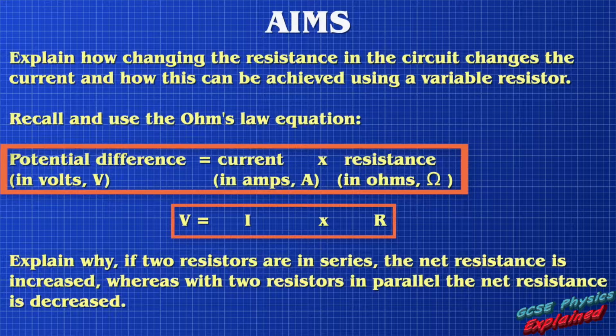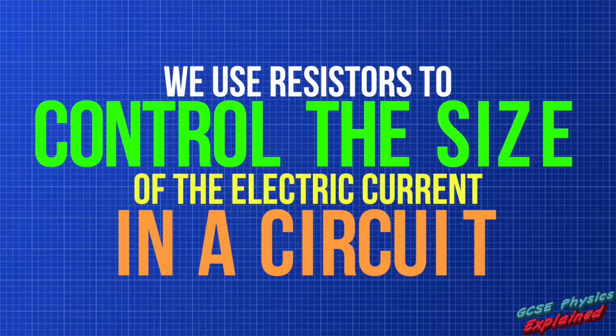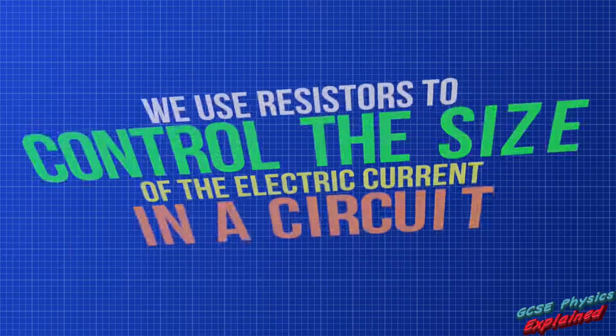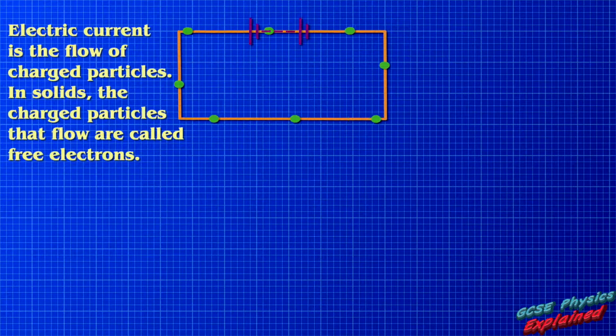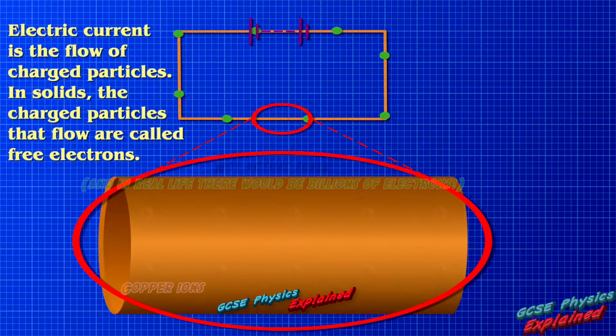Resistance. Here are the aims of the video. Pause the video and have a look. We use resistors to control the size of the electric current in a circuit. Electric current is the flow of charged particles. In solids, the charged particles that flow are called electrons.